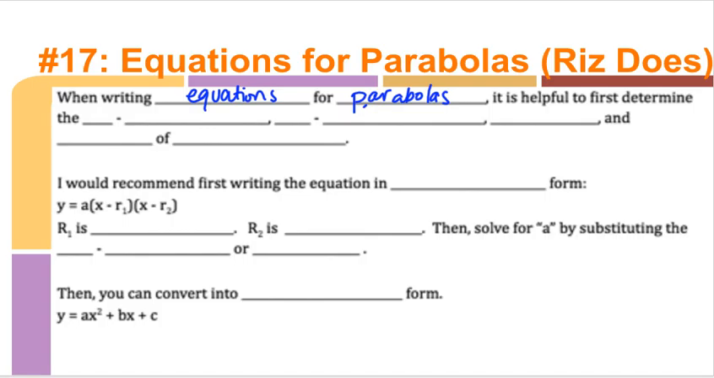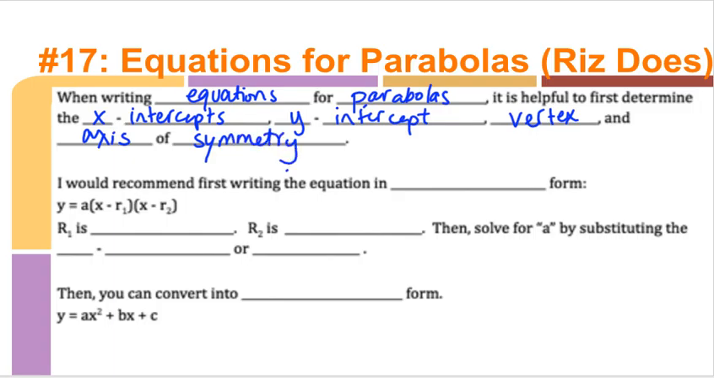it is helpful to first determine the x-intercepts, the y-intercept, the vertex, and the axis of symmetry. So all of the things that we've been talking about, but let's determine them from a graph so that we can figure out an equation.